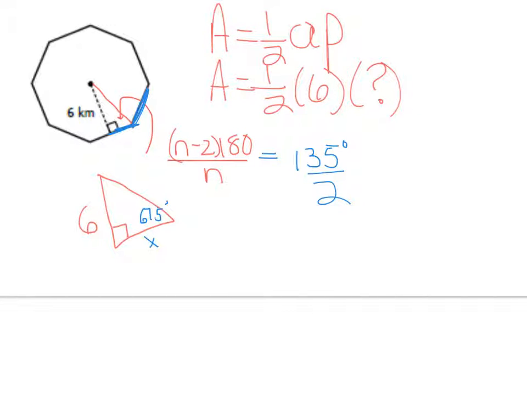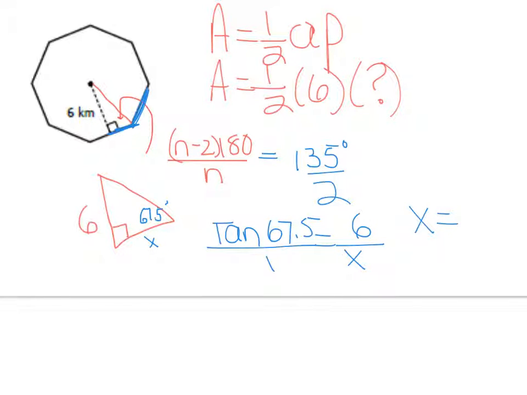So if I use trig, I've got opposite over adjacent, which is going to be tangent. So the tangent of 67.5 over 1 is equal to opposite 6 over adjacent, which is x. When I solve this, I get x is equal to 2.49. Well, that 2.49 is just this part of the side right here. If I want the whole side, I'm going to have to multiply that by 2. So when I multiply that by 2, I get 4.97. So a side is 4.97.